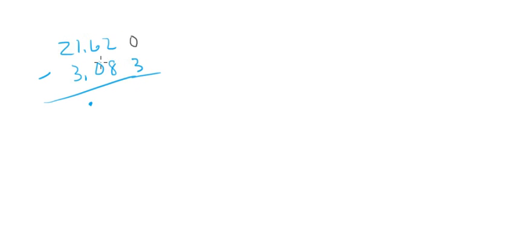Now I can try to do some borrowing, right? I can't take 3 from 0, I can't take 8 from 2, but I can borrow from the 6, make that a 5, make that a 12, turns into 11, that becomes a 10. So I can subtract 3 from 10, I can subtract 8 from 11, I can subtract 0 from 5.